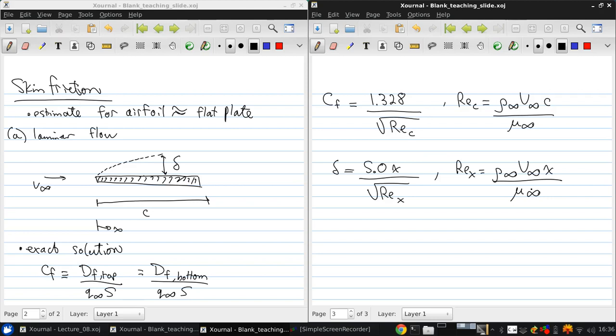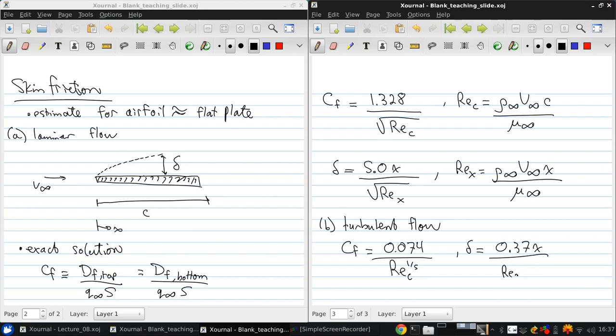Now, in turbulent flow, unfortunately, there's no analytical solutions. All treatments are empirical and approximate for turbulent flow. So far, no one's solved the turbulent Navier-Stokes equations analytically. But again, we can come up with a friction coefficient. There's a different dependence on Reynolds number this time. And the boundary layer thickness will consequently have a different form as well. And so we can use these to estimate the drag on the airfoil.